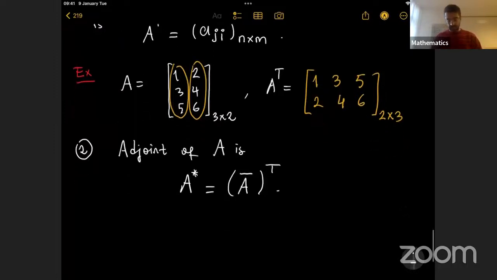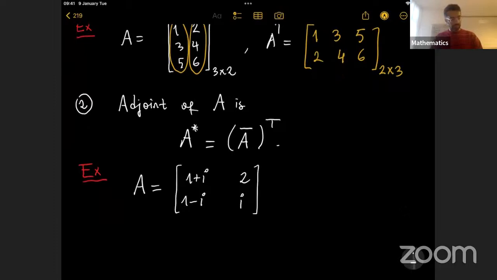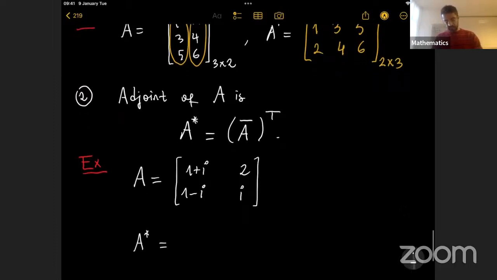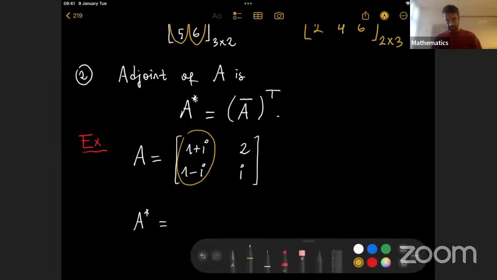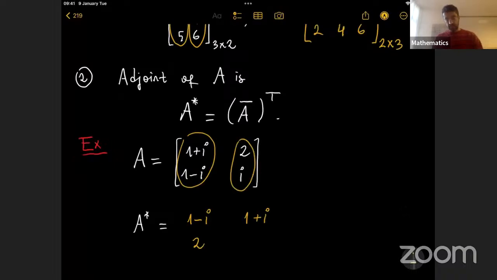But in the case of complex numbers, it makes a difference. So let me give an example. Let's say A is this: 1 plus i, 2, 1 minus i, i. What is the adjoint? Well, the adjoint becomes basically, you take this row here and make it a column and take the conjugate as well. So it's going to be 1 minus i. The conjugate of 1 plus i is 1 minus i. The conjugate of 1 minus i is 1 plus i, okay? The conjugate of 2 is 2, so we move to this one. The conjugate of i is minus i, and we get that. So this is the adjoint of A.